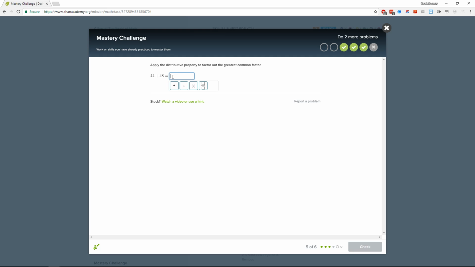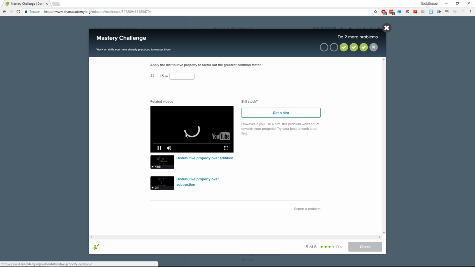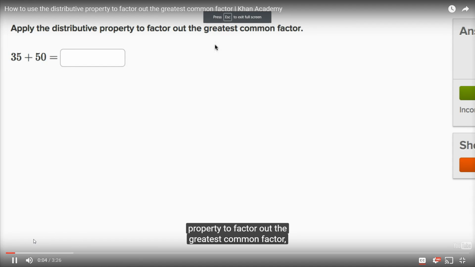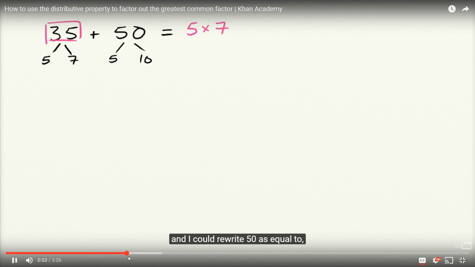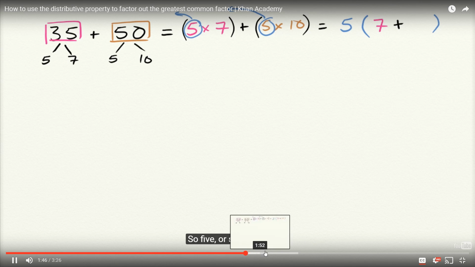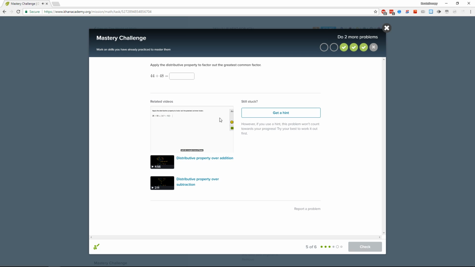Apply the distributive property to factor out the greatest common factor. We're asked to apply the distributive property to factor out the greatest common factor. We have 30 of these, and I could write it equal to factoring out the 5, so 5 times 7 plus 10. Let's do a couple more of these.